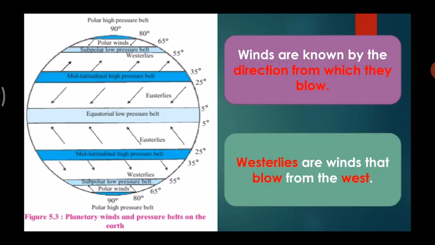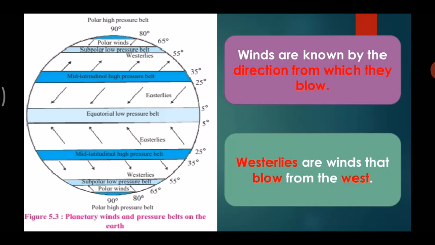Now let's move forward. Now look here in this picture. This picture is in your textbook, and this picture is showing you the planetary winds and pressure belts which are created on the Earth's surface. Now pressure belts we learnt in the previous chapter, right? So you can see in this figure, just look at that figure, okay? Between 5° north to 5° south, we have the equatorial low pressure belt.